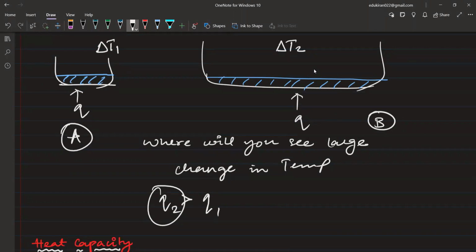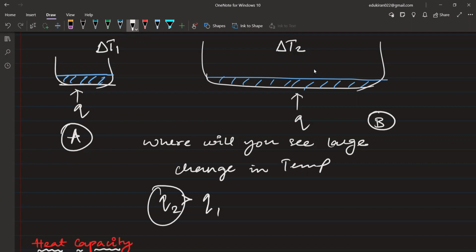So obviously there is something missing here, and something that was missing in this particular equation was heat capacity. Since the heat capacity of A and B is different, we will see different changes in temperature, even though we are giving same amount of heat. We are giving same amount of heat, but still we are seeing this having 5 degrees increase in temperature, that is having 1 degree increase in temperature.